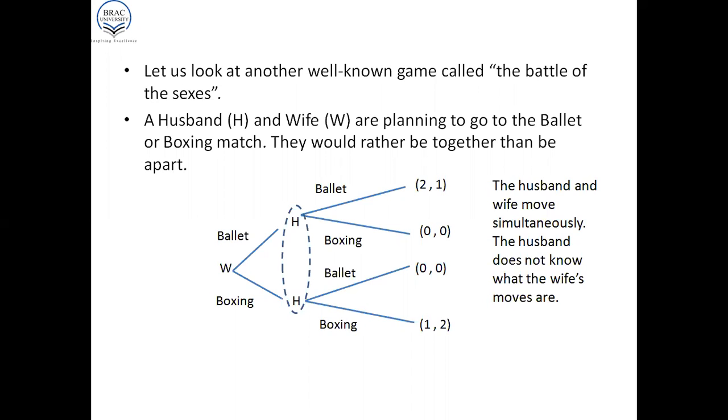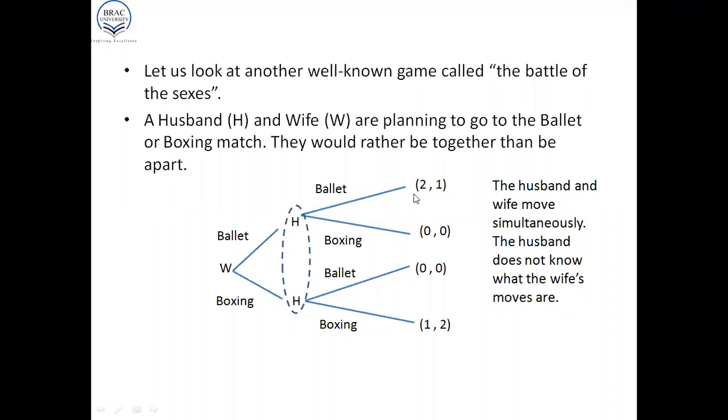Now, we have the extensive form of the Battle of the Sexes, starting with the wife's node. The wife has two strategies or two options. She can either go to the ballet or to the boxing match. And the husband, who does not know what the wife's move is, can also go to either the ballet or the boxing match, depending on where the wife goes.